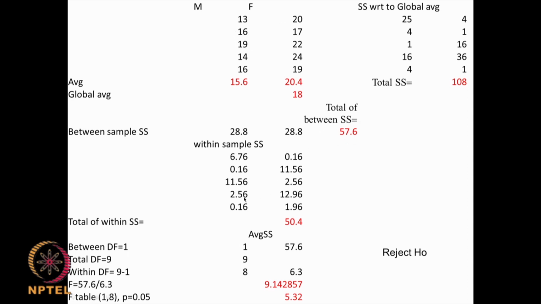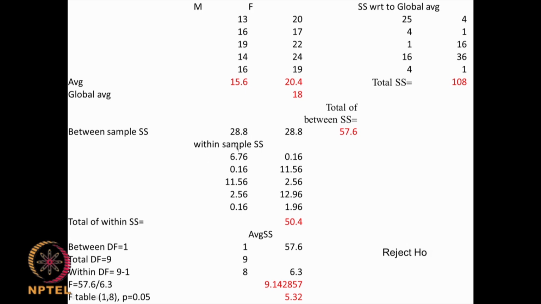Now if I want to do the total sum of squares, what do I do? Every point I subtract from the 18 because 18 is the global average, square it up. So, 13 minus 18, subtract, square, like that I do. So, I will get the total for each and then add up all, this will be the total sum of squares, okay. The degrees of freedom for total sum of squares is 9 because we have 10 data points.